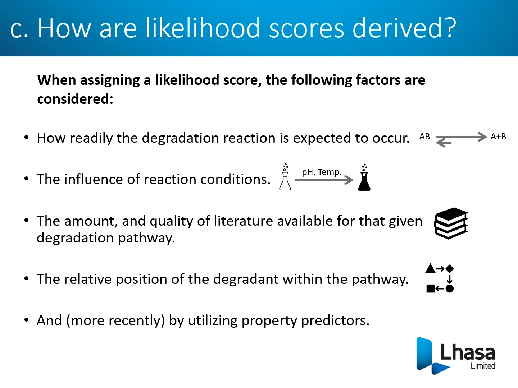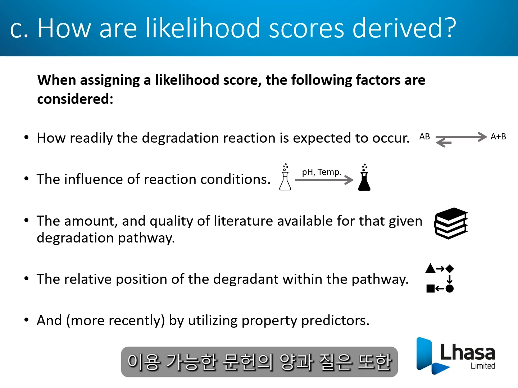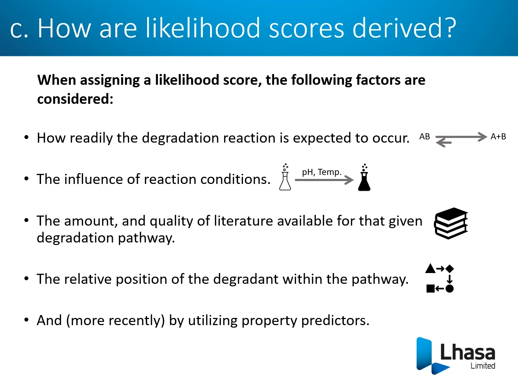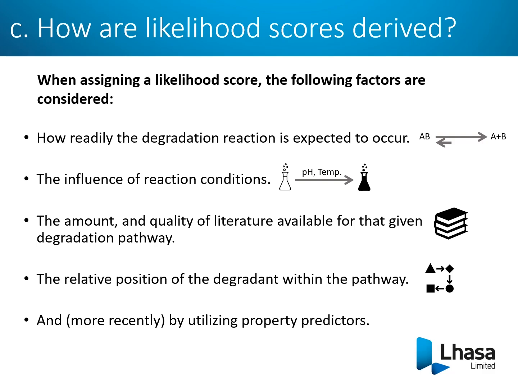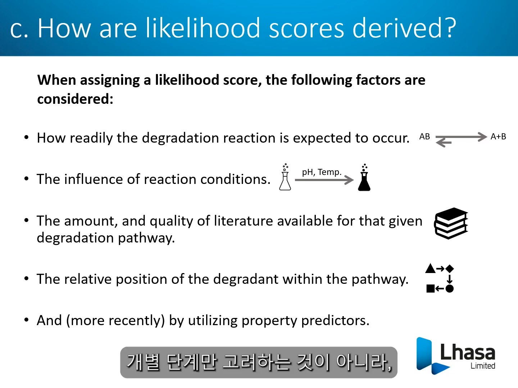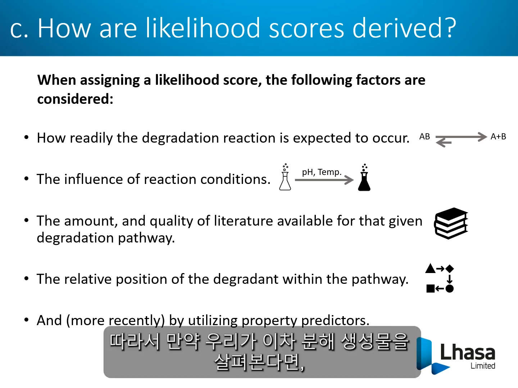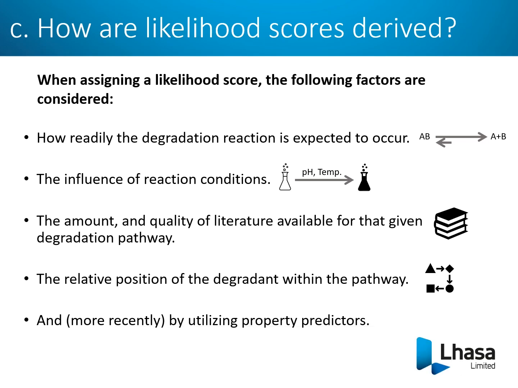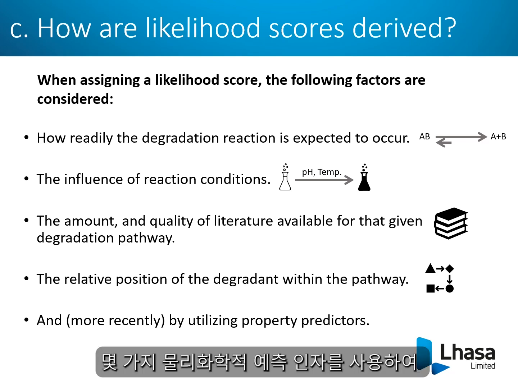The amount and quality of literature available for that given degradation pathway will also influence the accuracy of a given score. The relative position of the degradant within the pathway also matters, as a given score always takes into consideration the full pathway, and not just the individual steps. So if we are looking at a secondary degradant, its score will depend on its direct parent. Finally, and more recently, we are using physicochemical predictors to influence our likelihood scores.